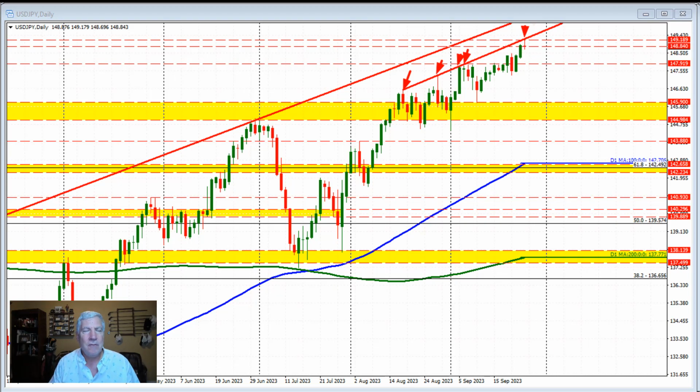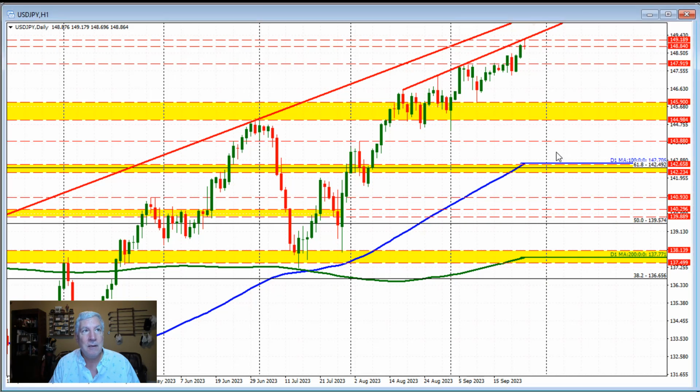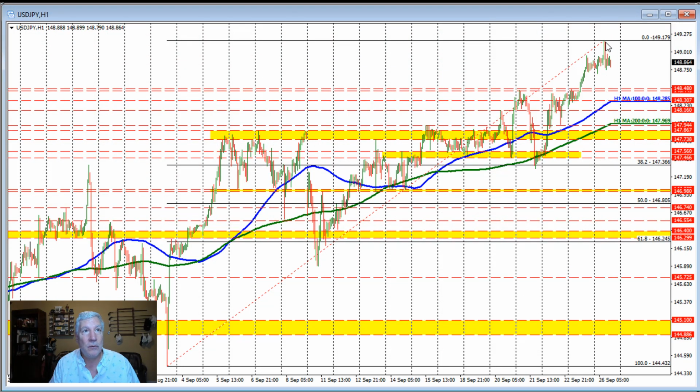We also saw some verbal intervention by the finance minister Suzuki in Japan that may have helped contribute to the move back down in the dollar versus yen in trading here today. But nevertheless, the technicals did hold at the high, and we saw a rotation back down. We're trading little changed here, maybe a little bit higher right now. But the sellers leaned against resistance.